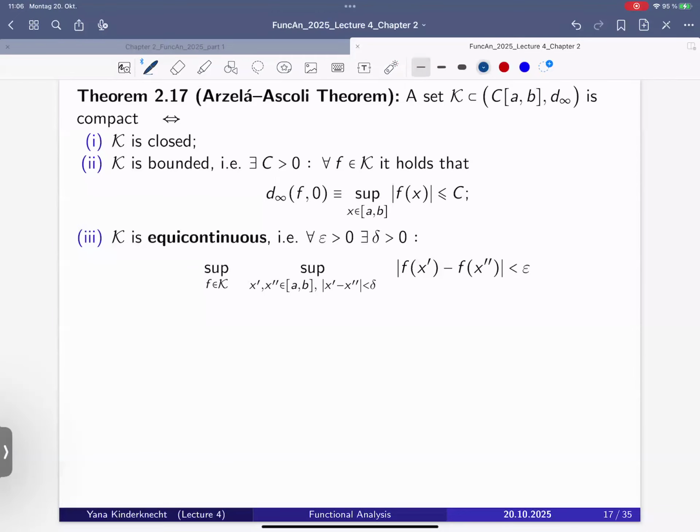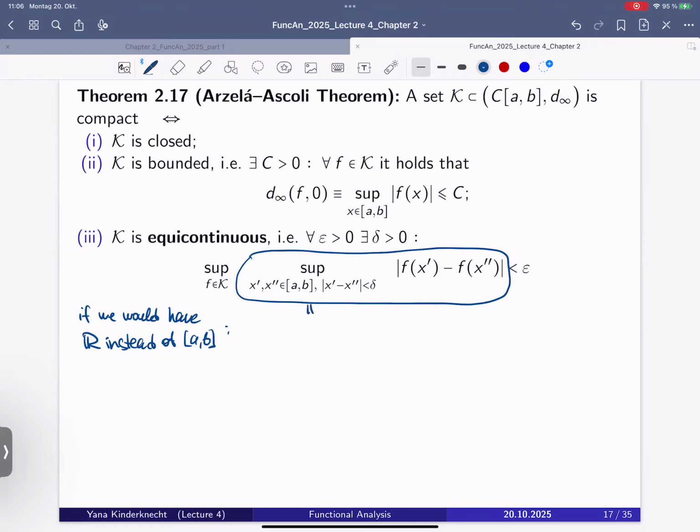Also, just a small remark. If we would have R instead of the segment AB, then this supremum can be rewritten in the following way. Recall that we are in this space with the supremum norm, so we actually can extract the supremum norm here. Instead of AB, we have now R. And then this can be rewritten as the supremum over all h, absolute value of h smaller than delta, of the supremum norm of the function f shifted, minus the function itself.